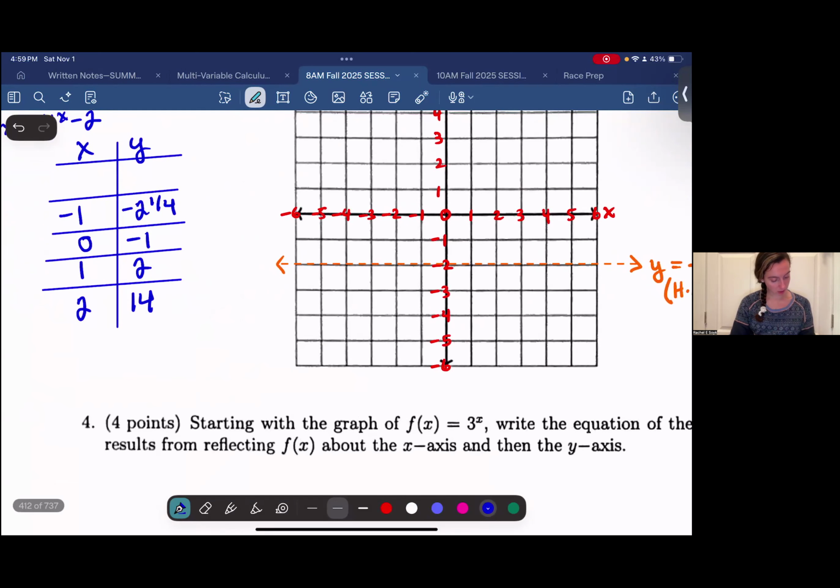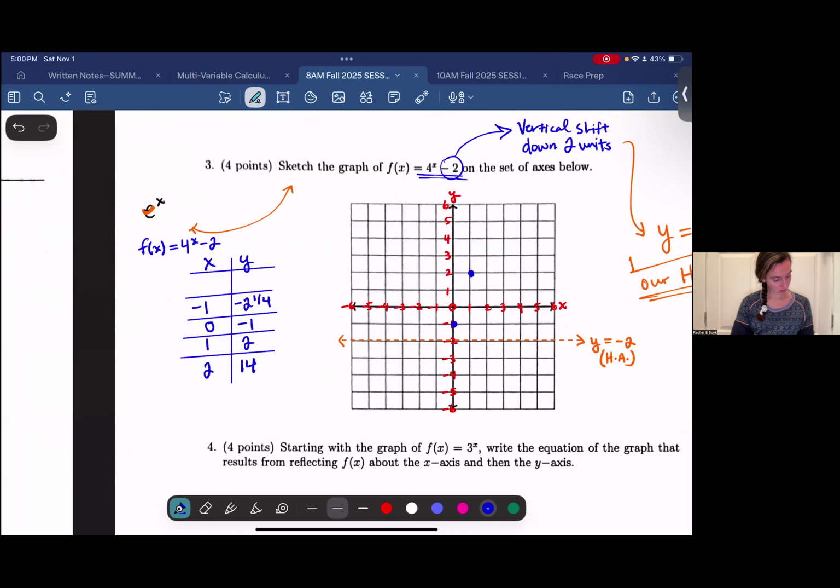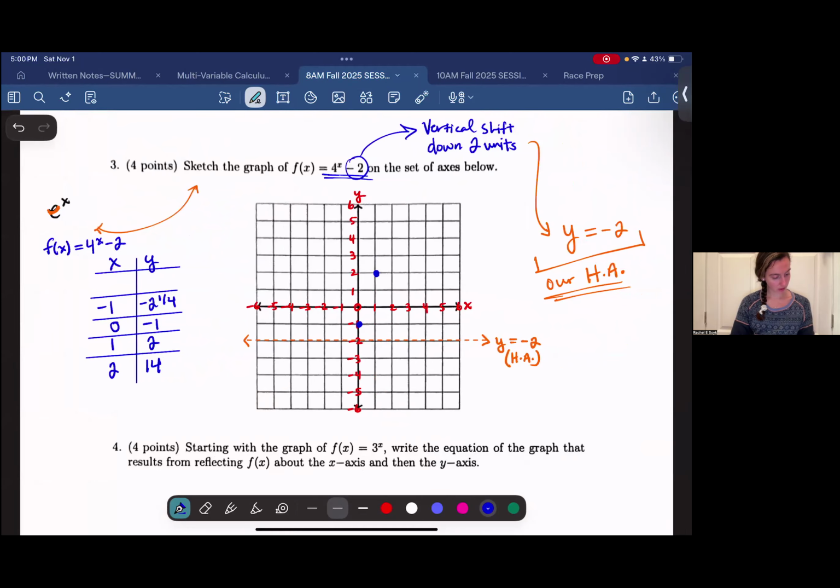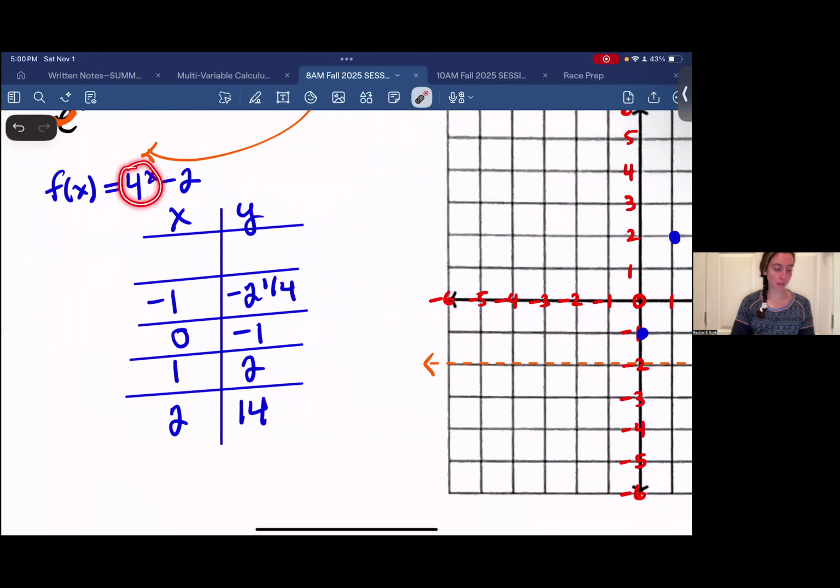So let's do our y-intercept, 0, -1. We have 1, comma 2, and then -1, comma -2 and a fourth. So -1 and then, is that correct? Nope, that's incorrect. Right. 1/4 minus 2 is -1 and 3/4.